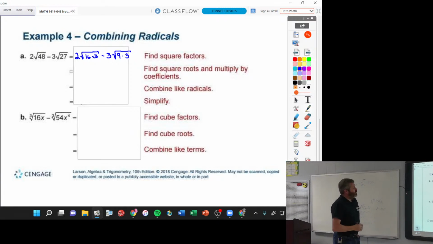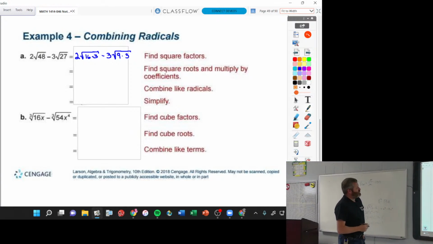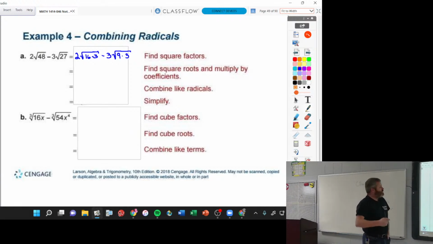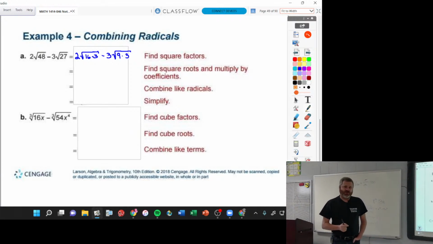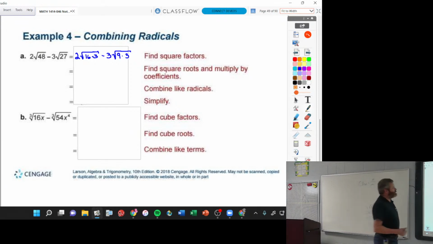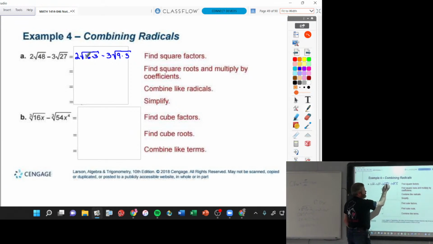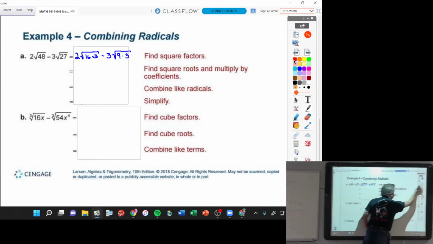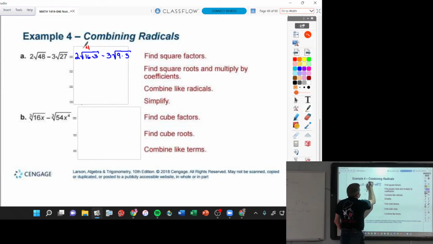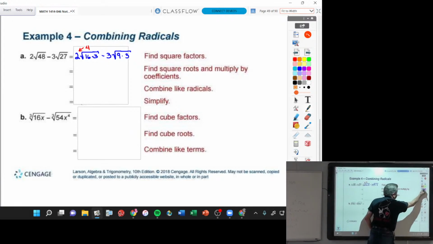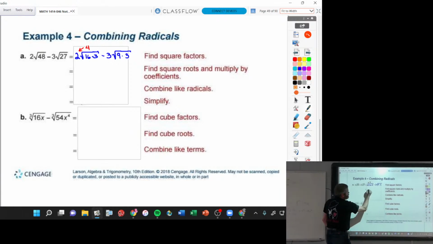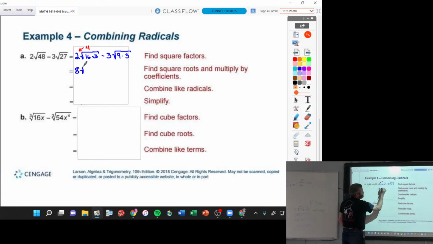So looking at this, I have 2 times the square root of 16 times 3. Now notice on this problem, I have a 2 in front of the radical. Well, the square root of 16 is 4, but I already have a 2 there. So the 4 I have is going to be multiplied by the 2, which gives me 8. And I still have a square root of 3 left behind.